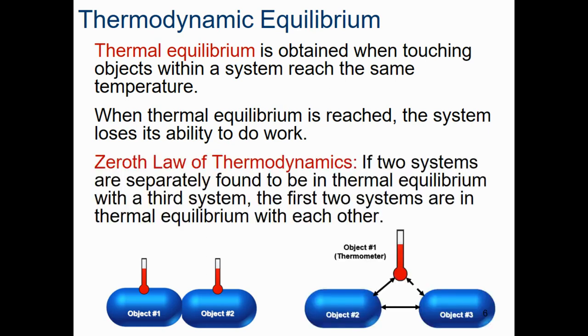And that brings us to what's known as the 0th law of thermodynamics. This law states that if two systems are separately found to be in thermal equilibrium with a third system, the first two systems are in thermal equilibrium with each other, so all three systems are at that same temperature. Put another way, the big thing here is that there is no heat flow between objects if those objects have the same temperature. This probably seems like common knowledge to you at this point, but that is the 0th law of thermodynamics.